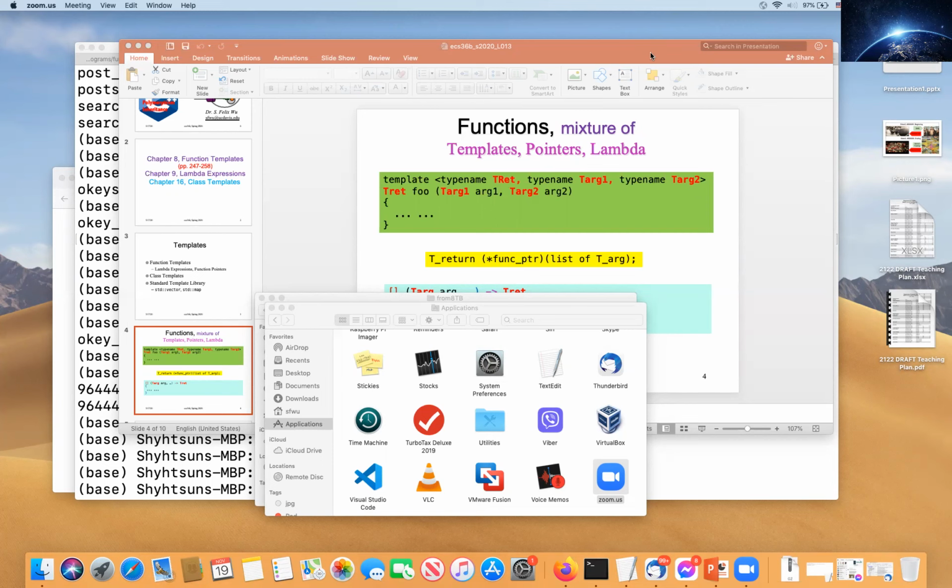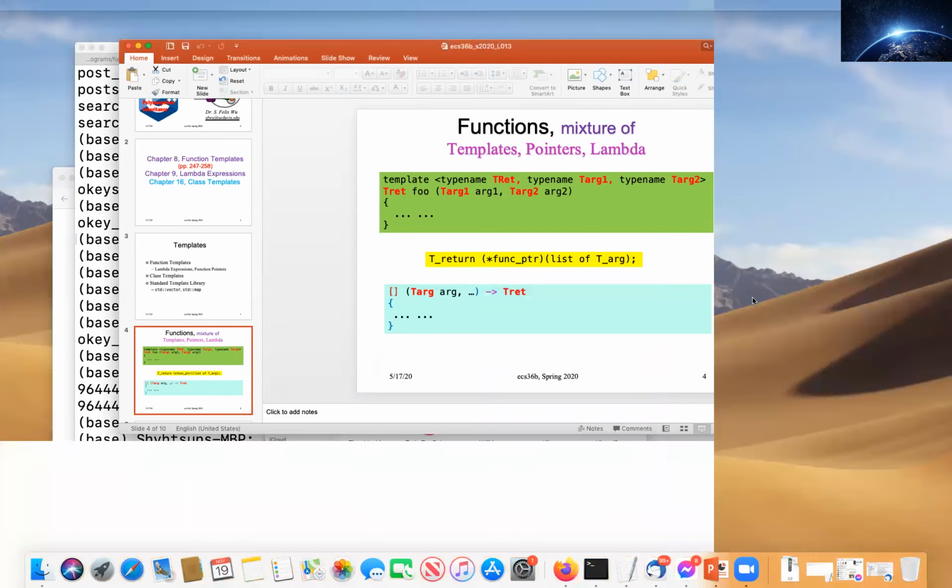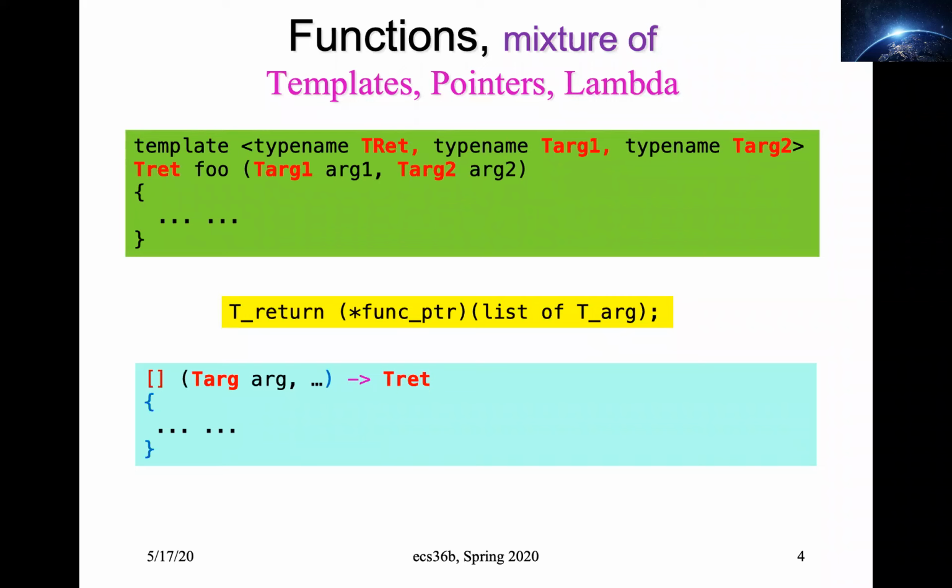All right, so I'm going to continue. This is what we did last time. We talked about a few concepts. One is template. How do we specify a function template? And the second thing we did was to look at how to specify a function pointer. That's the yellow in the middle. And the third one, what we covered was lambda expression. How do we specify a nameless function?